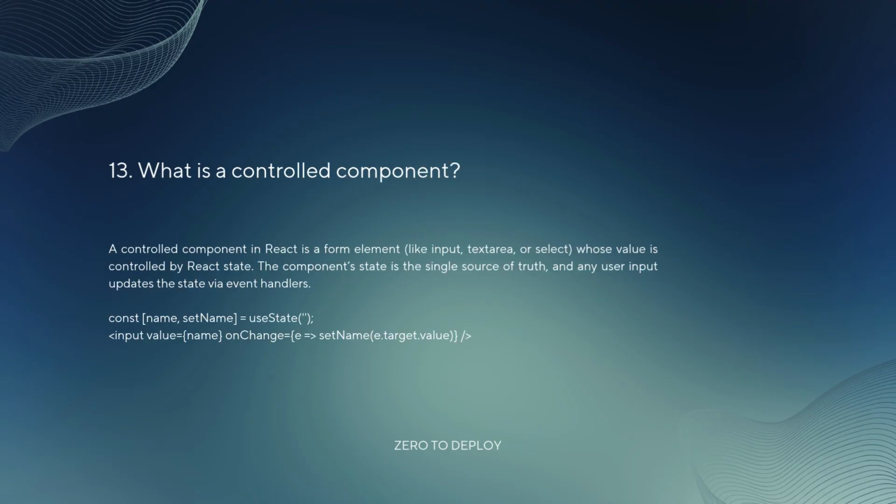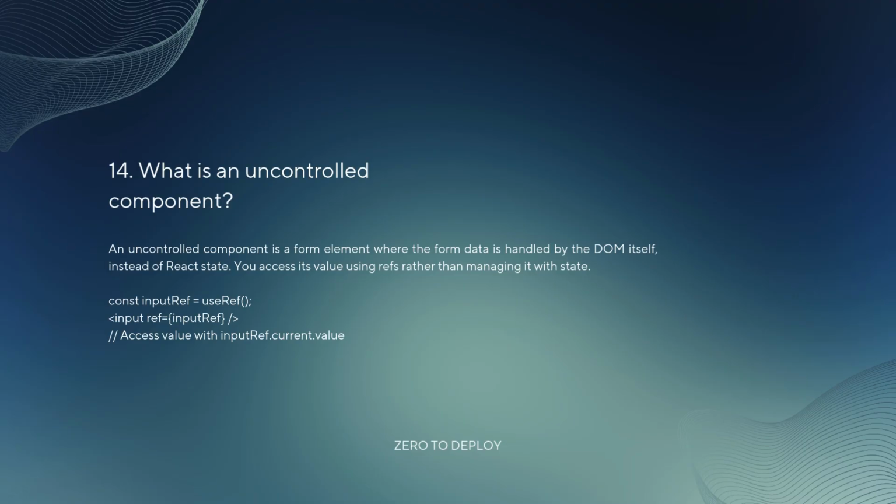What is a controlled component? A controlled component in React is a form element, for example input, textarea or select, whose value is controlled by React state. The component state is the single source of truth, and any user input updates the state via event handlers.